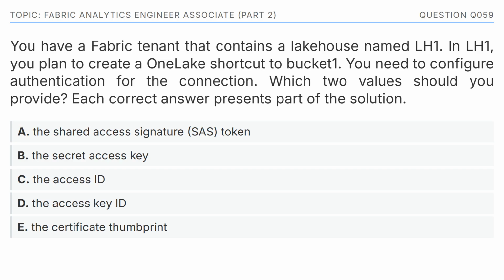The options are: Option A, the Shared Access Signature (SAS) token. Option B, the Secret Access Key. Option C, the Access ID. Option D, the Access Key ID. Option E, the Certificate Thumbprint.